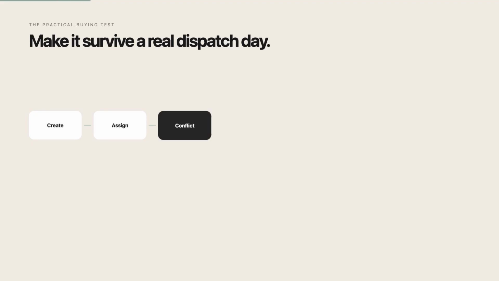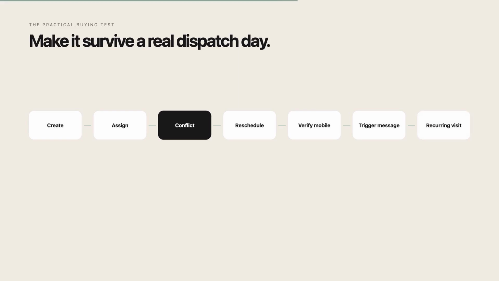So here's the practical buying test. Create one urgent call in a software, assign it, create a conflict, reschedule it, verify the technician screen, trigger the exact customer message you expect, then create one recurring maintenance visit and see what carries forward. Also ask what costs extra: GPS, route optimization, customer texting, QuickBooks, phone tools, reporting, additional users and onboarding. So the best HVAC scheduling software isn't the product with the longest feature list. It's one that can survive your real dispatch day in the edge cases without making the office rebuild the entire workflow every single time.